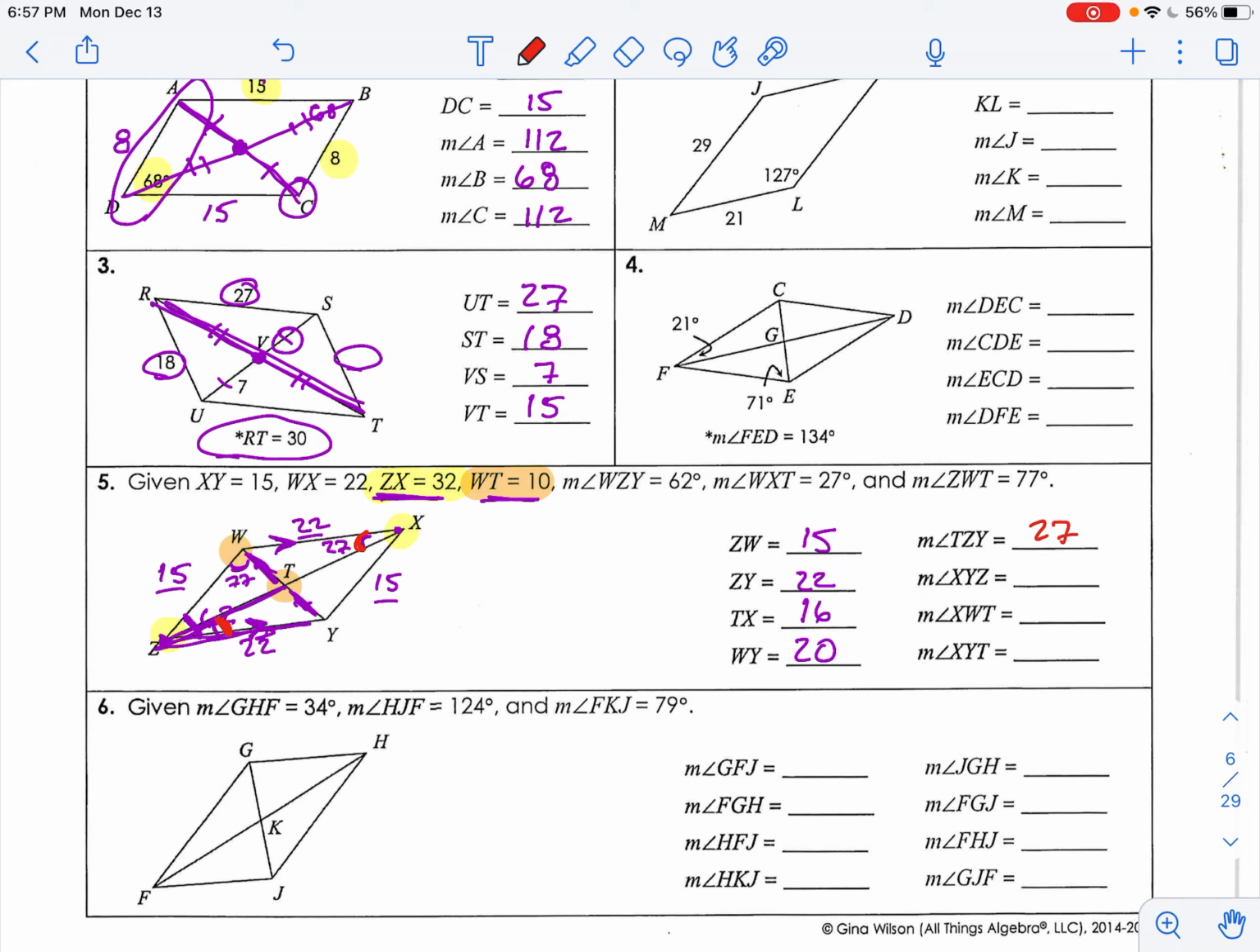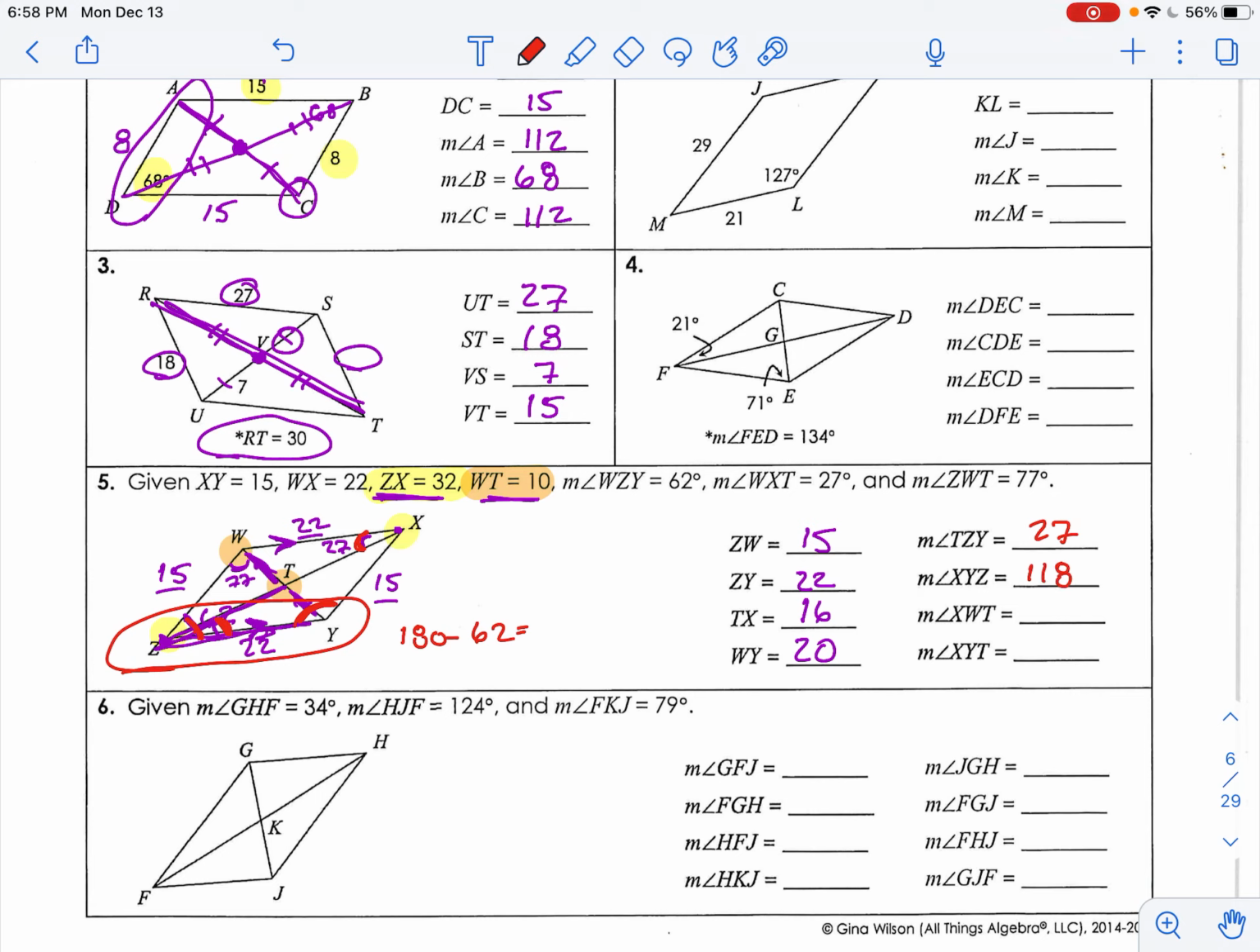All right, how about XYZ? So XYZ would be this whole angle here. Okay, so for that one way we could do it is if this is 62, how could I go about finding those two to find that one? Do you agree that this one could be 180 minus 62? Right, and if you do that, I should get 118 for that one.